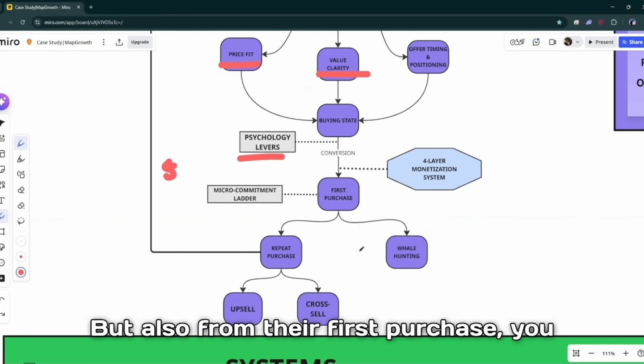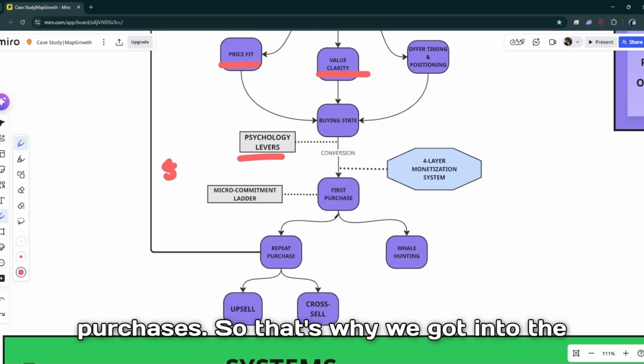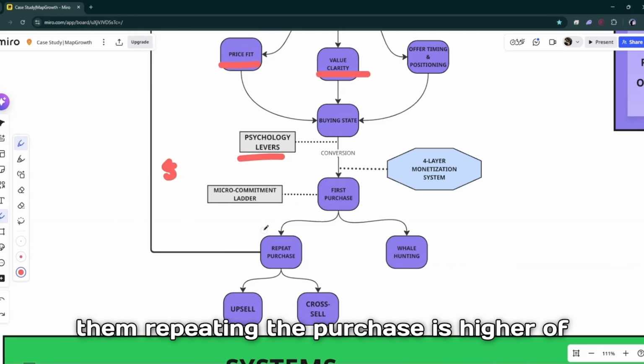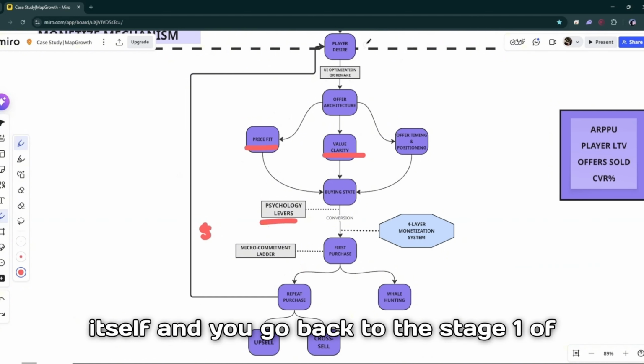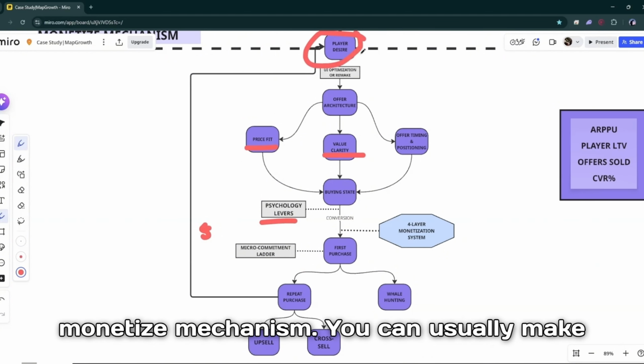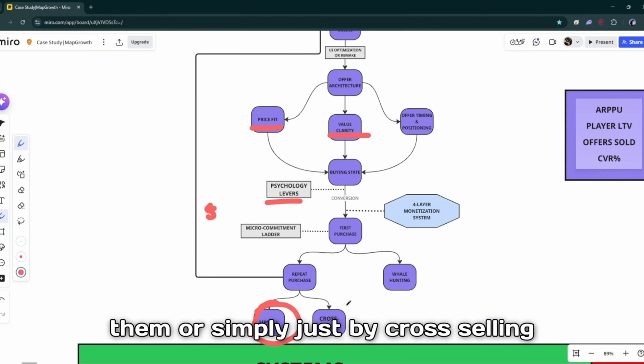But also from their first purchase, you need to make sure they make repeated purchases and not just one-time purchases. That's why we got into the micro commitment ladder, so the chance of them repeating the purchase is higher. Of course, then the whole system repeats itself and you go back to stage 1 of the monetize mechanism. You can usually make them repeat the purchase by upselling them or simply by cross-selling them.